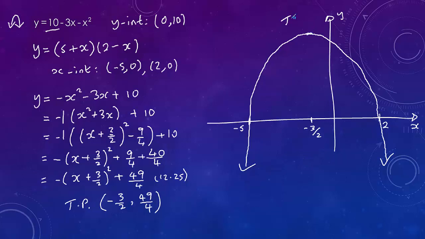But I'm going to put my turning point up here. And my turning point is at negative 3 over 2 and 49 over 4. Could have thought about the space usage there a little bit more as well. And of course I know the y-intercept here is at 10. And don't forget to label. So it's 10 minus 3x minus x squared. And I haven't mentioned this in any of the examples, but these arrows are really important. They show the continuing trend of the graph.